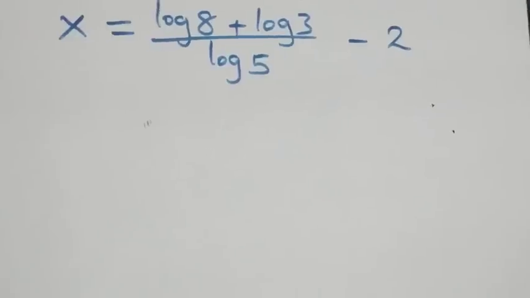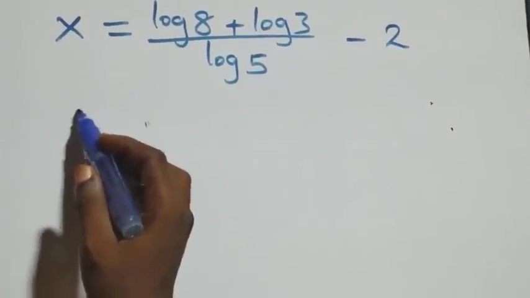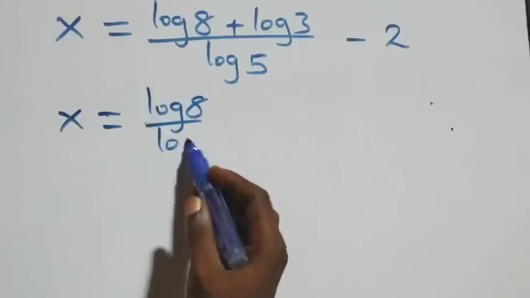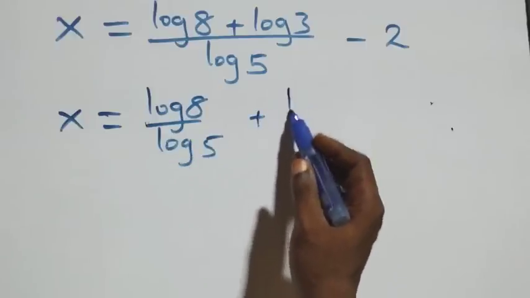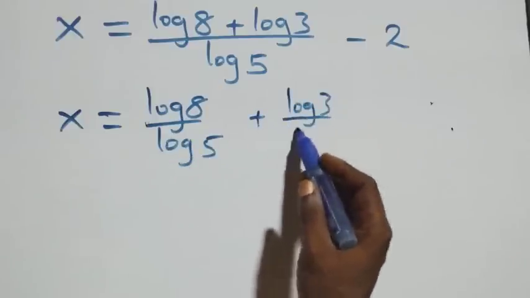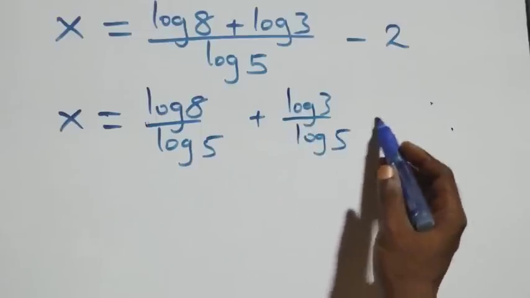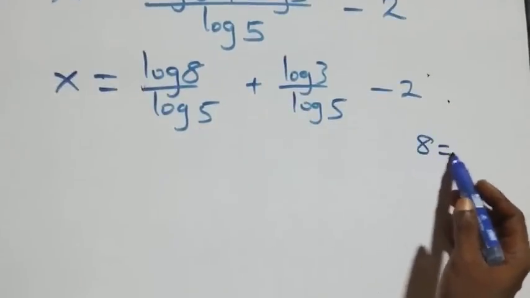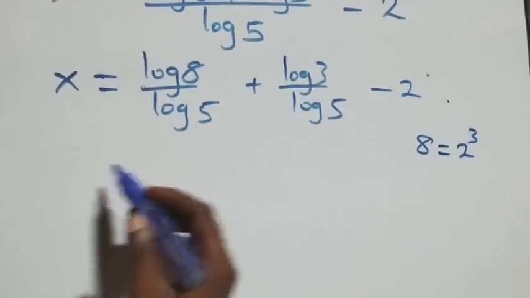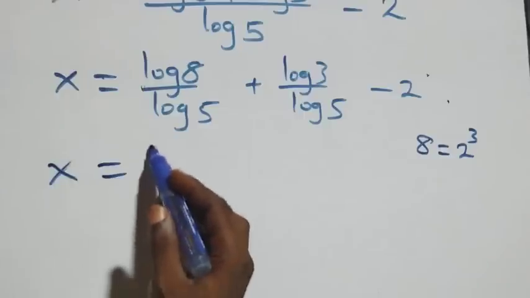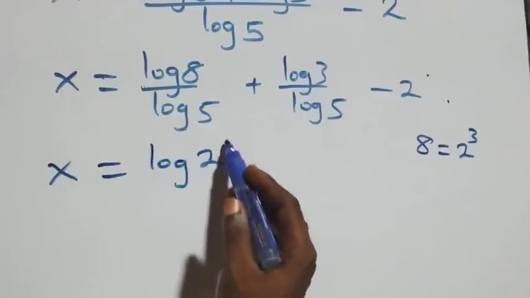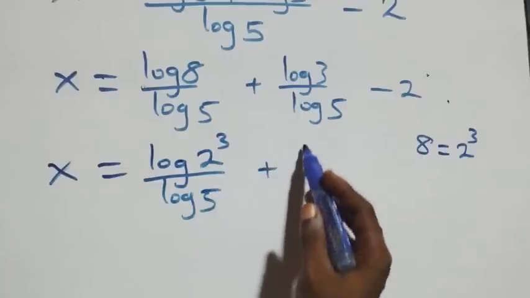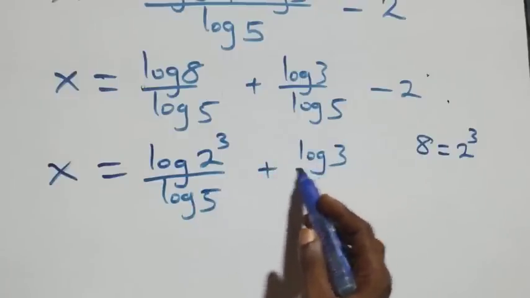Then separate this into two fractions, and we have x equals log 8 over log 5 plus log 3 over log 5 minus 2. That is also from here, 8 is the same thing as 2 times 2 times 2, which is 2 raised to power 3. Then what we have becomes x equals log 2 raised to power 3 over log 5 plus log 3 over log 5 minus 2.